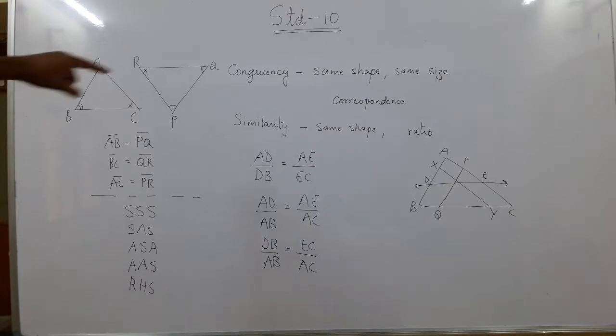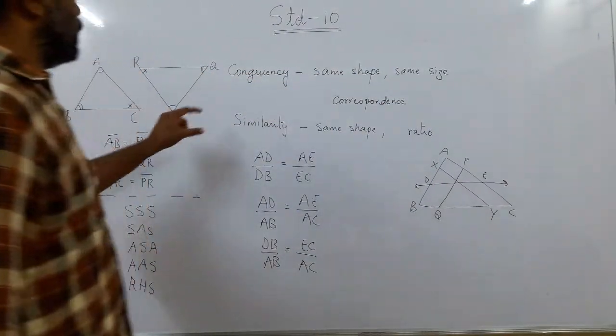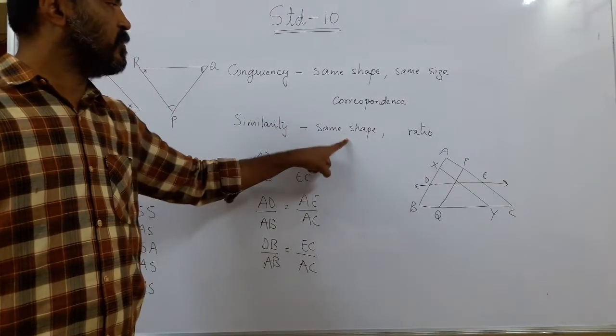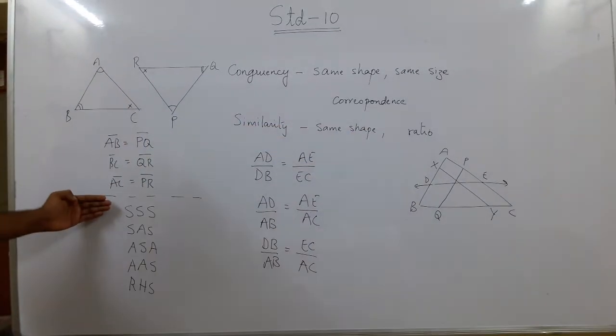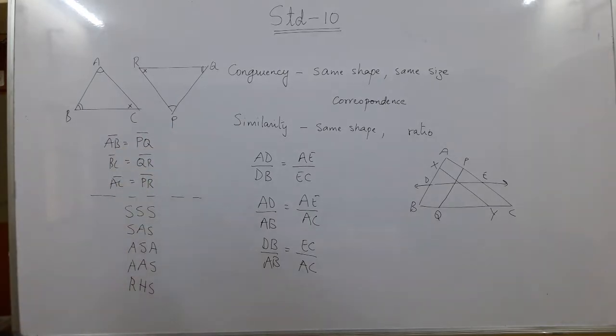So for congruency, what was there? Same shape, same size, and the correspondence we have to check. In similarity, same shape but in the same ratio. So the angles are equal, the sides are not equal, but they are in the same ratio. So we have got these five conditions for congruency. Today we are going to see the conditions for similarity.